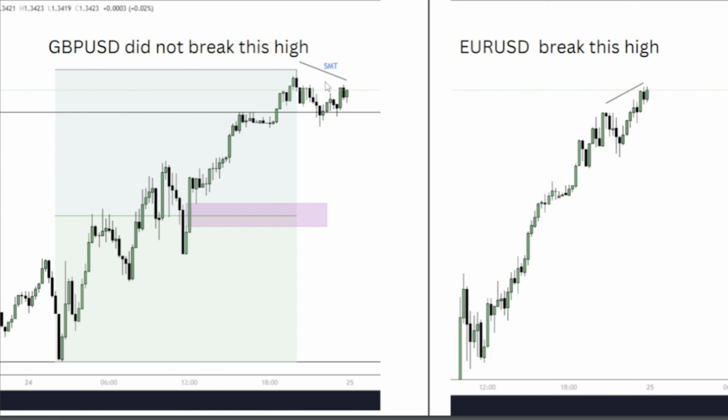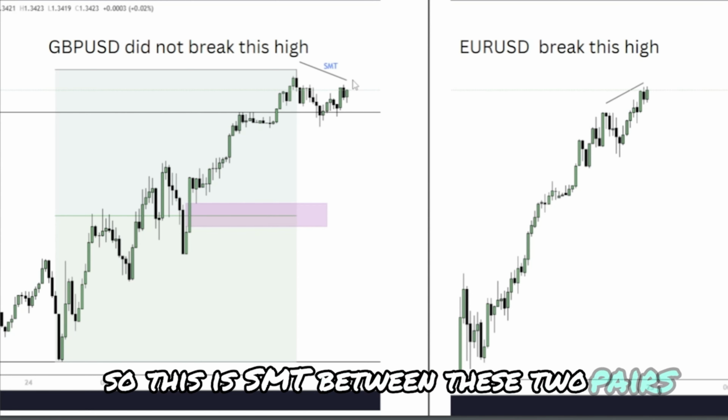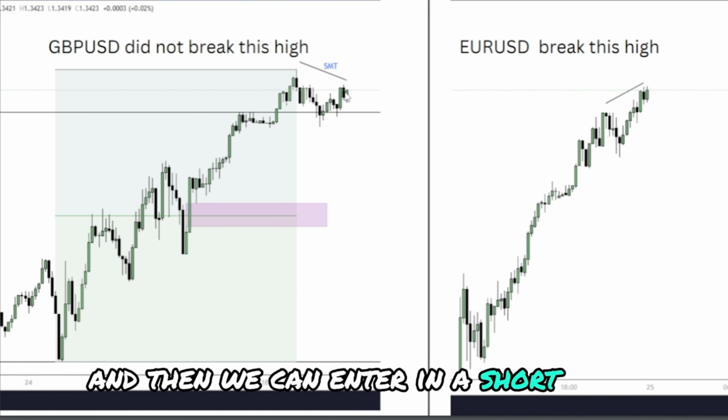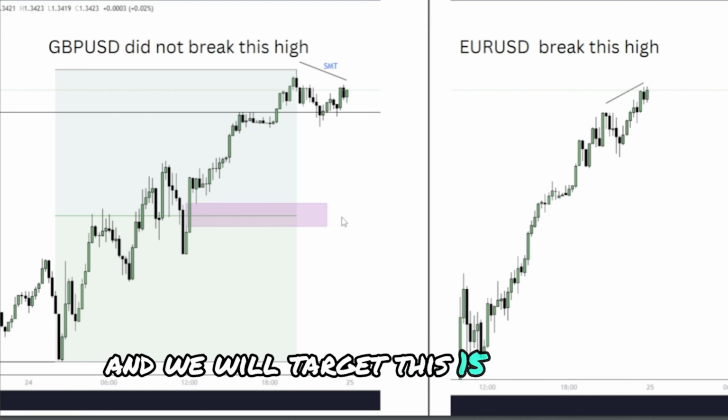GBP did not break this high while Euro USD broke this high. So this is SMT between these two pairs. Now we are waiting for a change in state of delivery and then we can enter a short position, and we will target this 15-minute fair value gap.